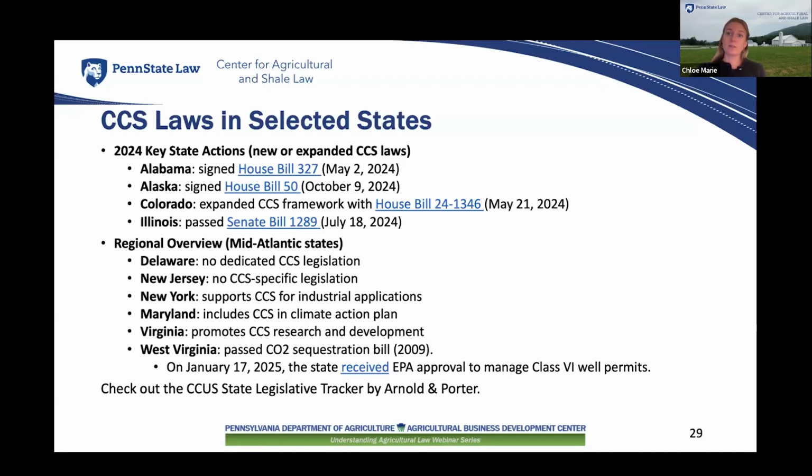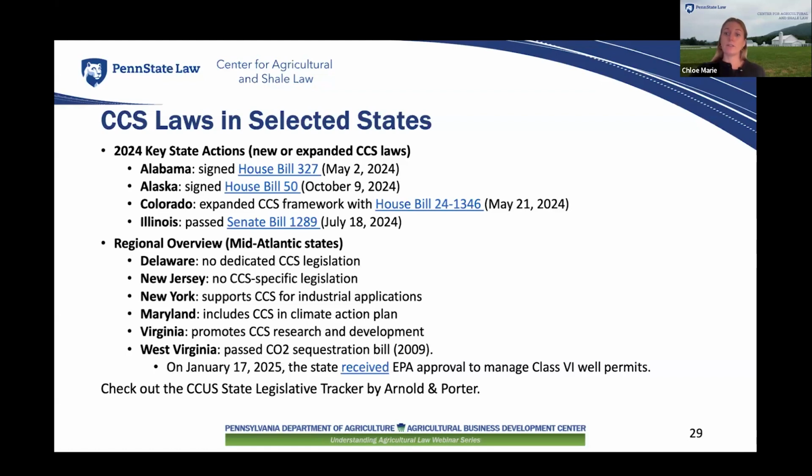Now looking closer to Pennsylvania, New Jersey has not introduced any CCS-specific legislation, while New York, although lacking formal legislation, supports the use of CCS technology for certain industrial applications. Maryland also has no dedicated CCS laws, but relies on CCS as part of its climate action plan to meet greenhouse gas reduction goals. Similarly, Virginia has not passed any CCS legislation, but promotes research and development of carbon capture, utilization, and storage technologies. And Delaware has not taken legislative action on CCS either.